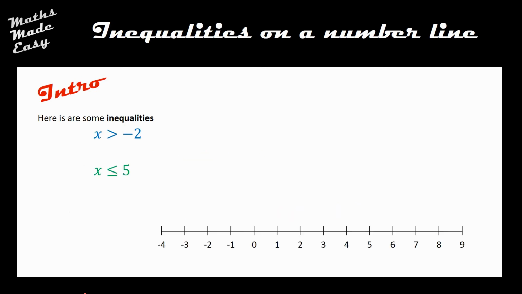So if we were to draw these on the number line, let's take the first one, which I've coloured in blue. X can be anything greater than -2. So I'm going to represent this by popping a little circle there above -2. And my arrow is going to point in the direction of all of the values that x can take. So we can see that it's -1, 0, 1, 2, 3, 4.